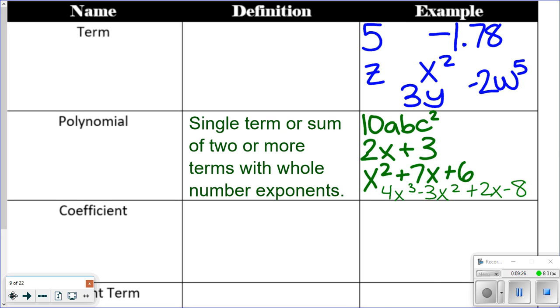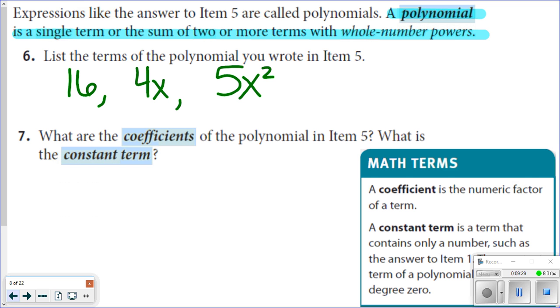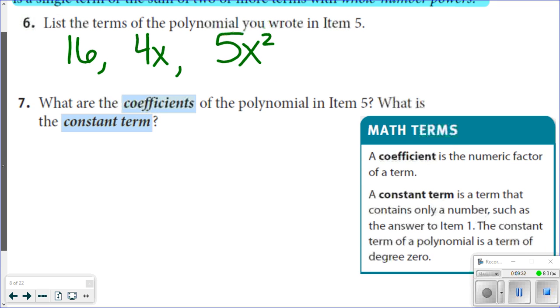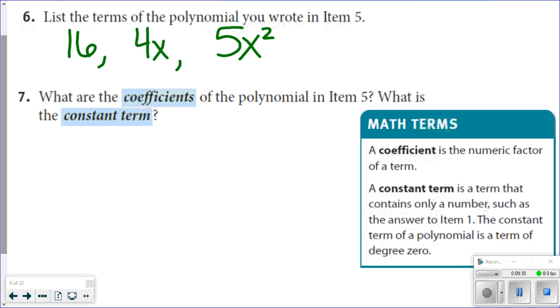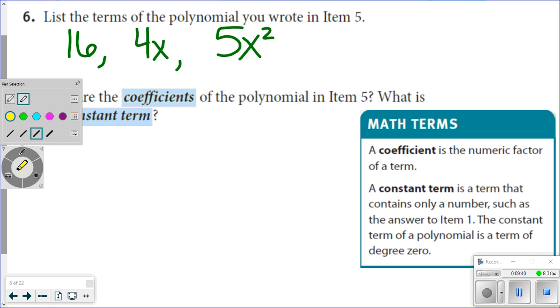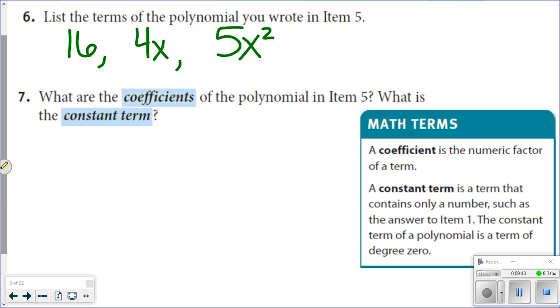Okay, back to the book, question 7. It says, what are the coefficients of the polynomial and what is the constant term? Well, those are new words for us. So a coefficient, you might have heard me use this before, is the numeric factor of a term. It's the number. Usually it occurs in front of the variable, in front of the letter. A constant term is a term that only contains a number. Okay, so it's completely by itself.